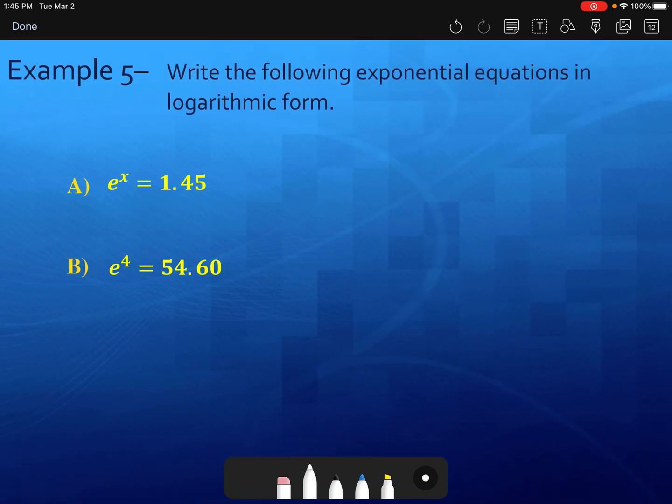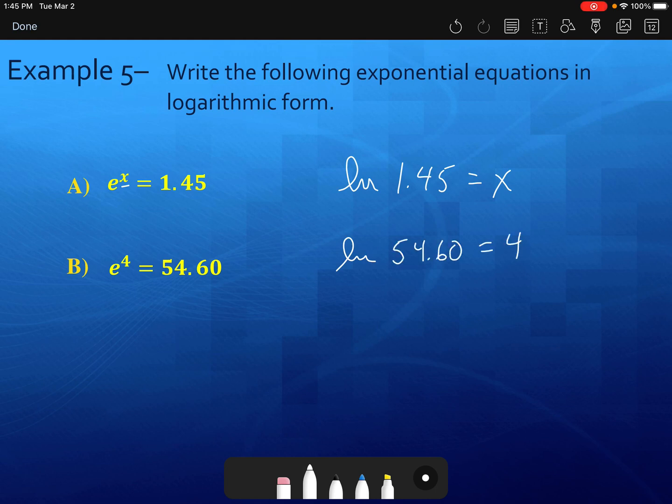Okay. Now, write these the other way. Write these in exponential form or logarithmic form. They're already in exponential form. So remember, the answer is the exponent. So this would be the natural log of 1.45 equals x. The natural log of 54.60 equals 4. And you could test that on your calculator. Take ln of 54.6. See if you get 4. You'll get like 3.9 repeating, probably. Okay? And if you wanted to find x here, there it is. Natural log of 1.45 would give you x.